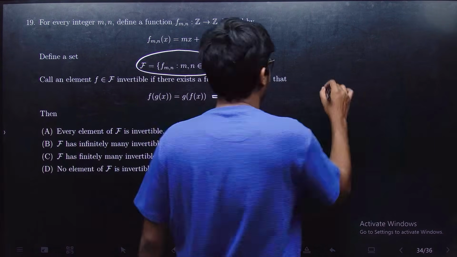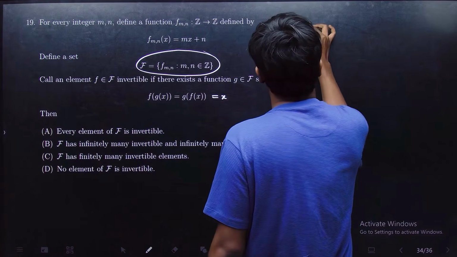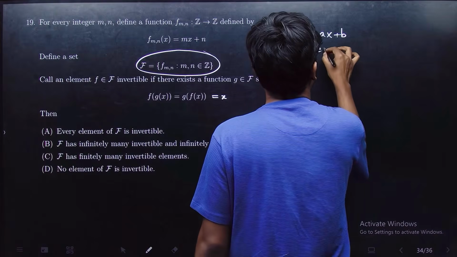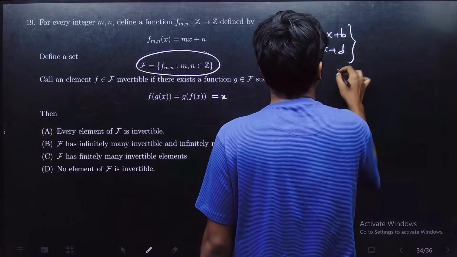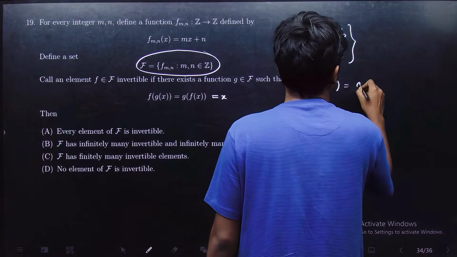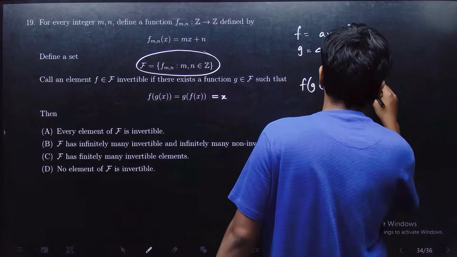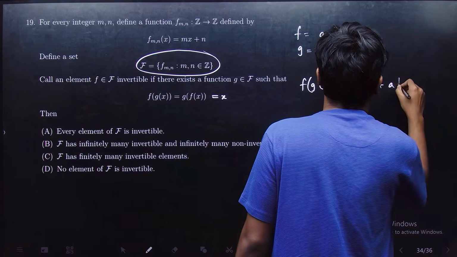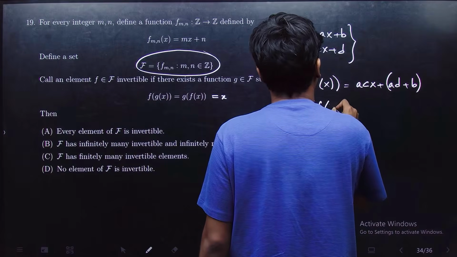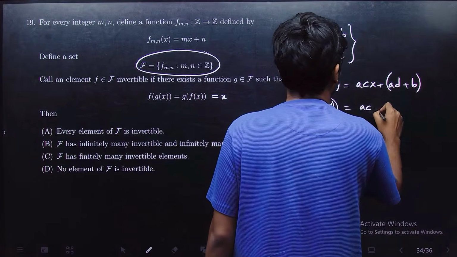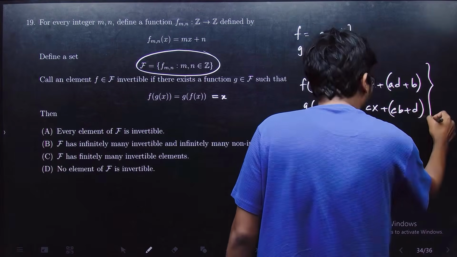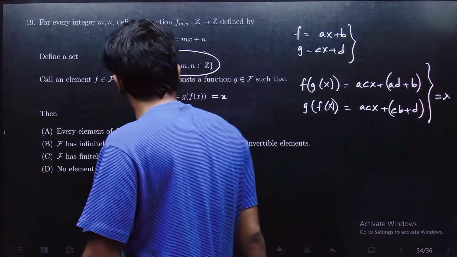So for this, observe that if I take f to be, say, ax plus b, and I take g to be cx plus d, then what are the compositions going to be? So f of g of x is going to be acx plus ad plus b, right? Similarly, g of f of x is going to be again acx plus cb plus d. And you want both these values to be equal and they need to be equal to x, okay?